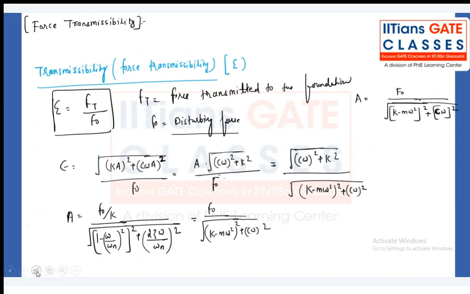Transmissibility, guys, understand, we denote by epsilon. Epsilon is basically the ratio of Ft divided by F naught. Now, what is the meaning of it? Ft is nothing but the force which is being transmitted to the foundation or ground. F naught is nothing but the maximum disturbing force.